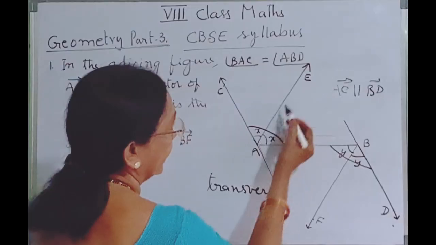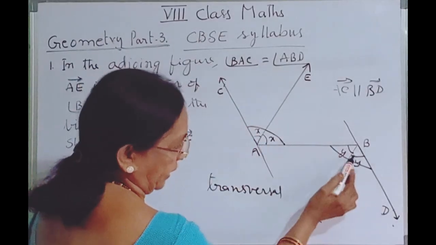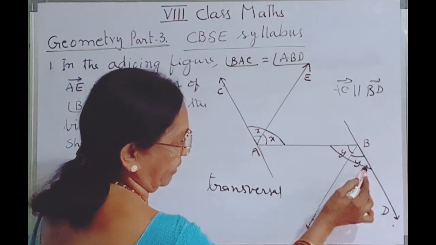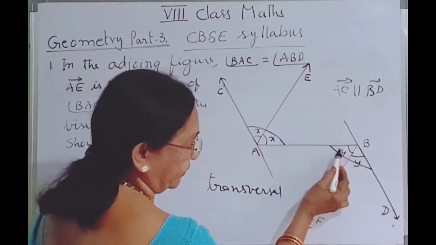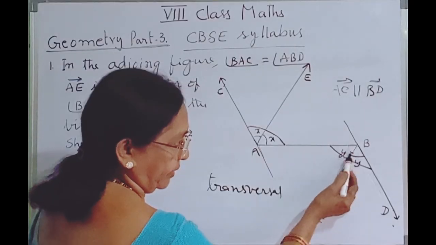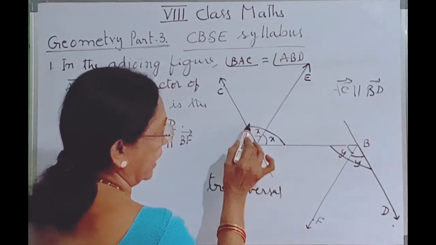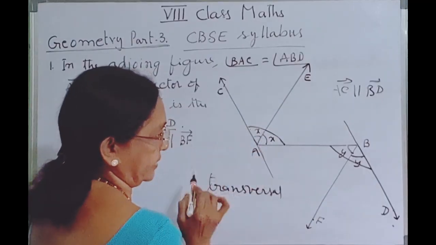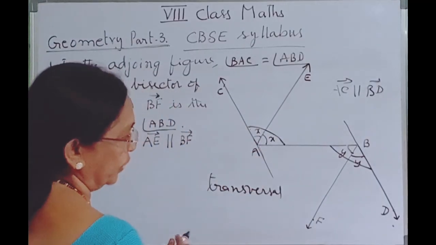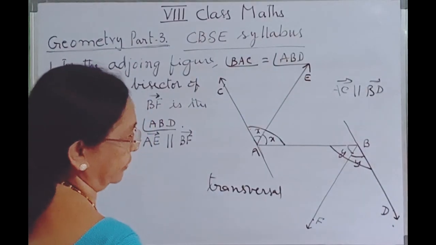Next, AE is the bisector of this angle and BF is the bisector of this angle. Therefore, if the total angle is 2y, each angle is y. As it is the bisector, each angle is equal to y. Here also each angle is x. So we have to prove that this AE is parallel to BF.